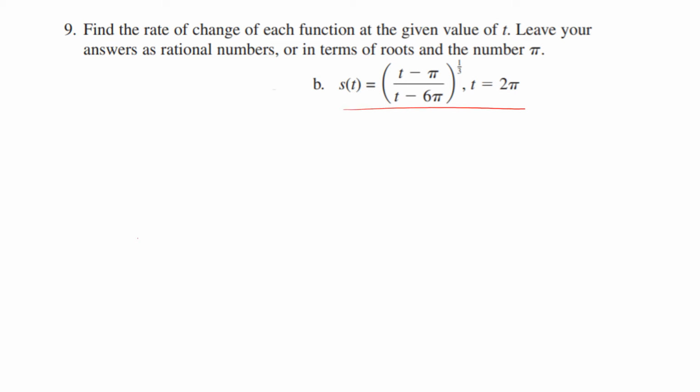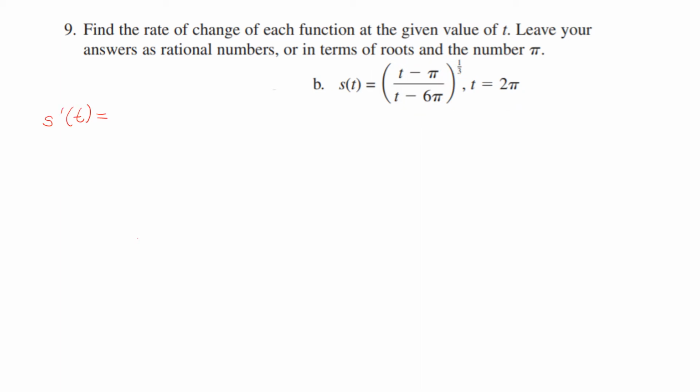And it wants me to plug in 2 pi where t is. First, we need to actually take the derivative of this, which we apply 2 different derivative rules. First one is the power rule, where I bring the 1/3 to the front, keep g(x), which is right over here, the same, and then take the derivative of g(x). When I'm taking the derivative of g(x), what I do is I apply the quotient rule to find that derivative.